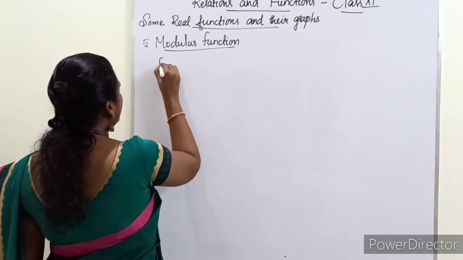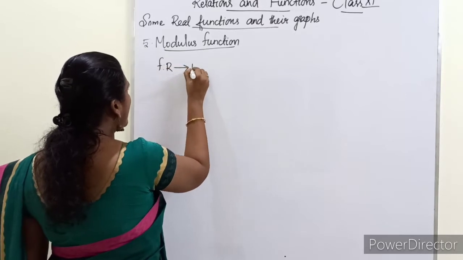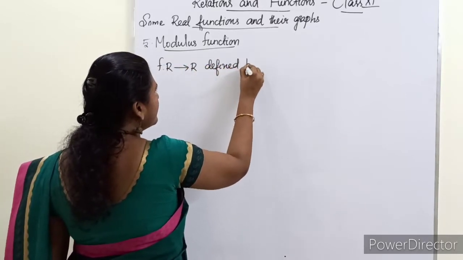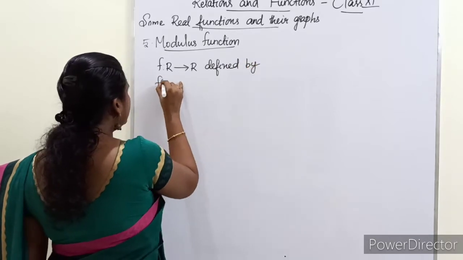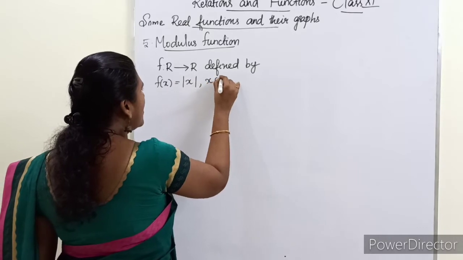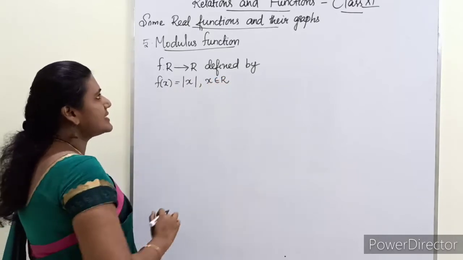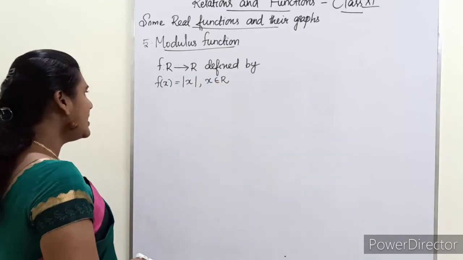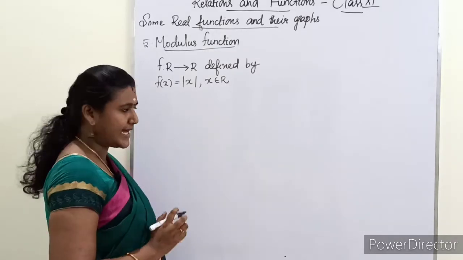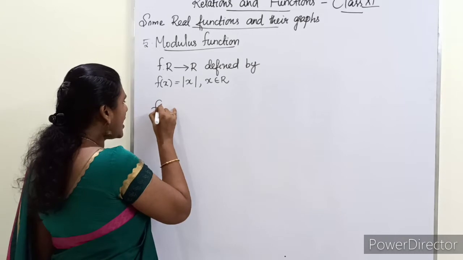A function f from R to R defined by f of x is equal to modulus of x, where x belongs to R, is called a modulus function. Here you will have a doubt: what is the meaning of this mod x? So I will explain now.